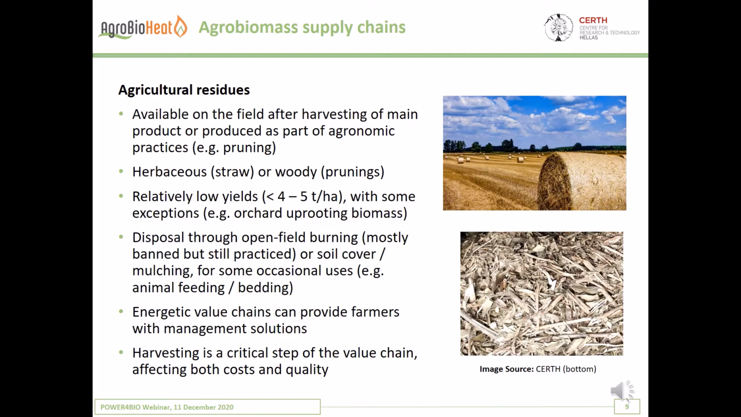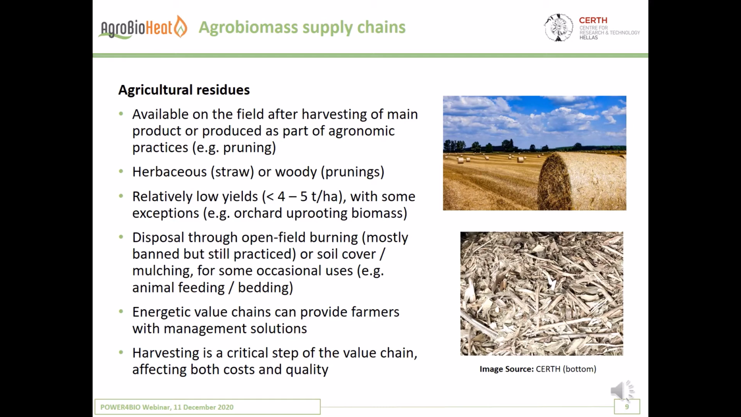In that context, energetic value chains can provide farmers with alternative management solutions, and in some cases they can also provide additional benefits. For example, for prunings, it might be risky to leave them on the field and mulch them, because you might face various phytopathological conditions. In any case, what you need to do is to harvest the biomass first from the field, and that is a very critical step of the value chain, because it affects both the costs and the quality. In many cases, it has been estimated that harvesting may be up to 50% of the agrobiomass cost delivered at your doorstep.